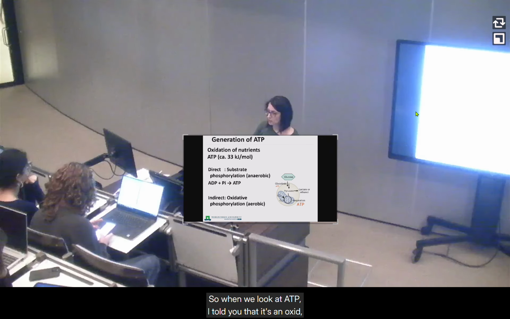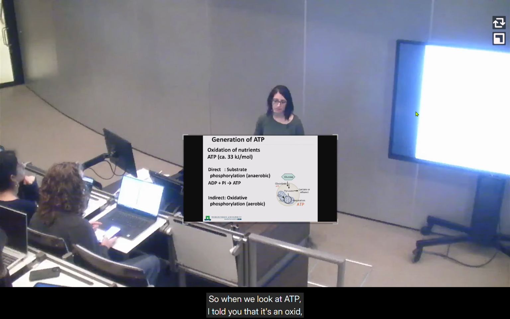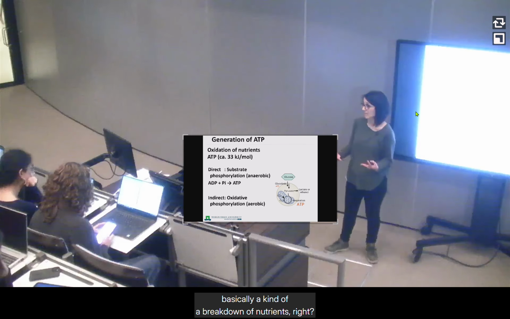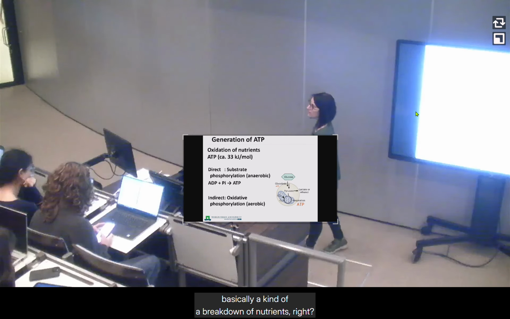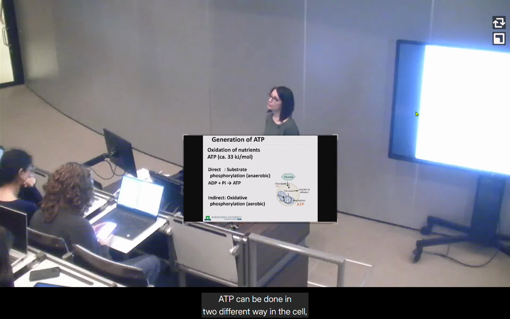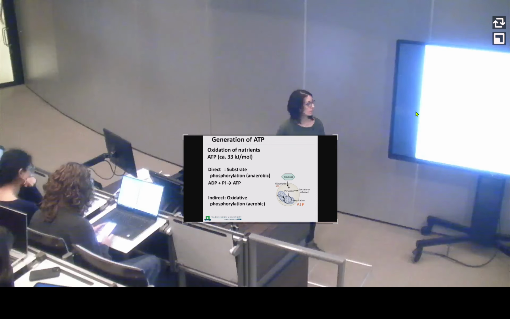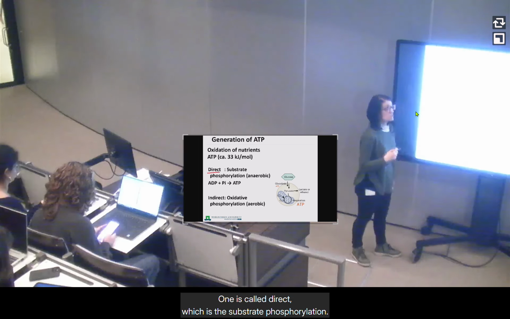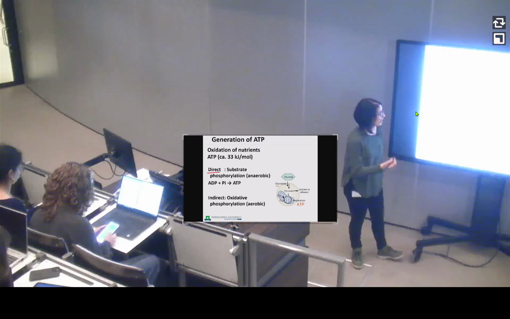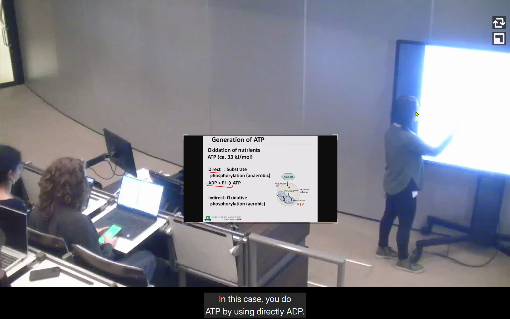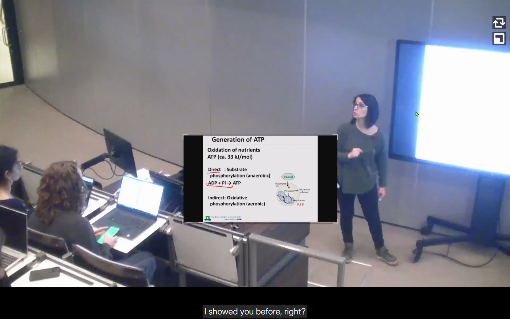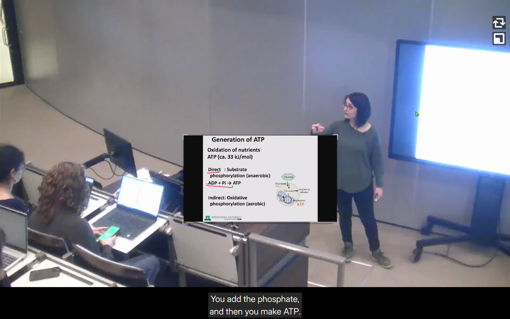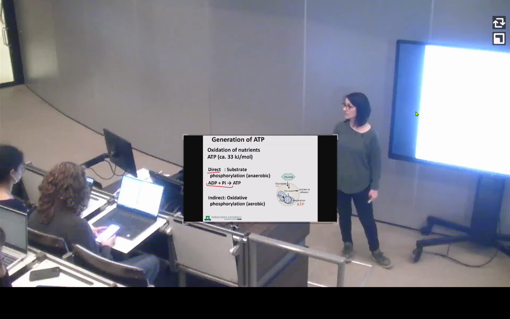Yeah? So when we look at ATP, I told you that it comes from oxidation of nutrients, basically a breakdown of nutrients, right? ATP can be made in two different ways in the cell, through different processes. One is called direct, which is substrate phosphorylation. In this case, you make ATP by using ADP directly. I showed you before, right? It's the ATP with two phosphates only. You add the phosphate, and then you make ATP.